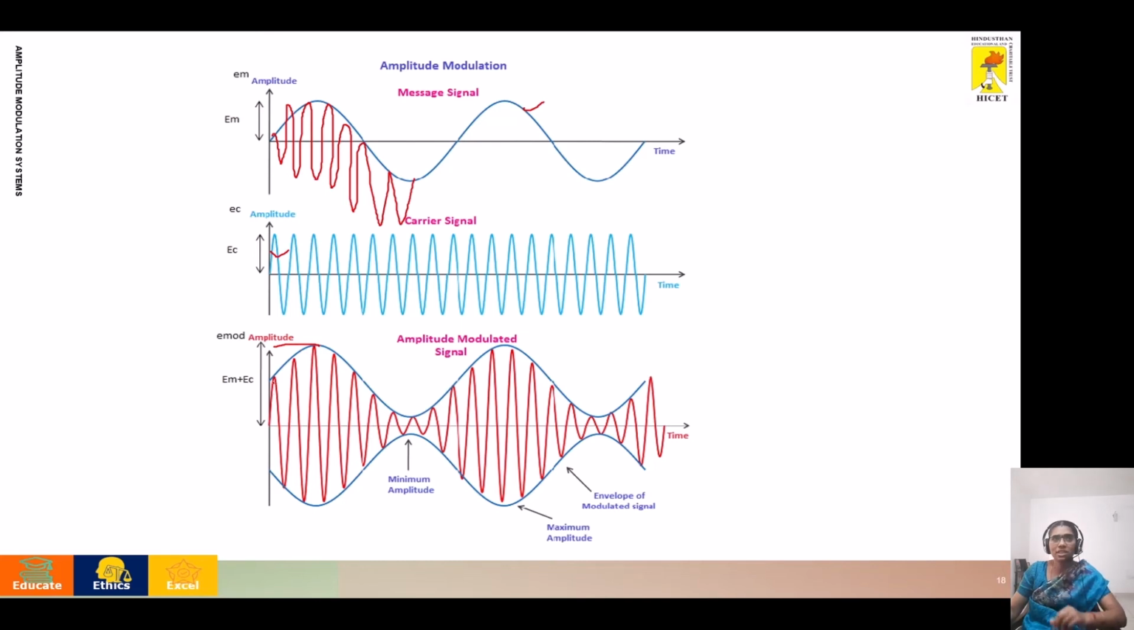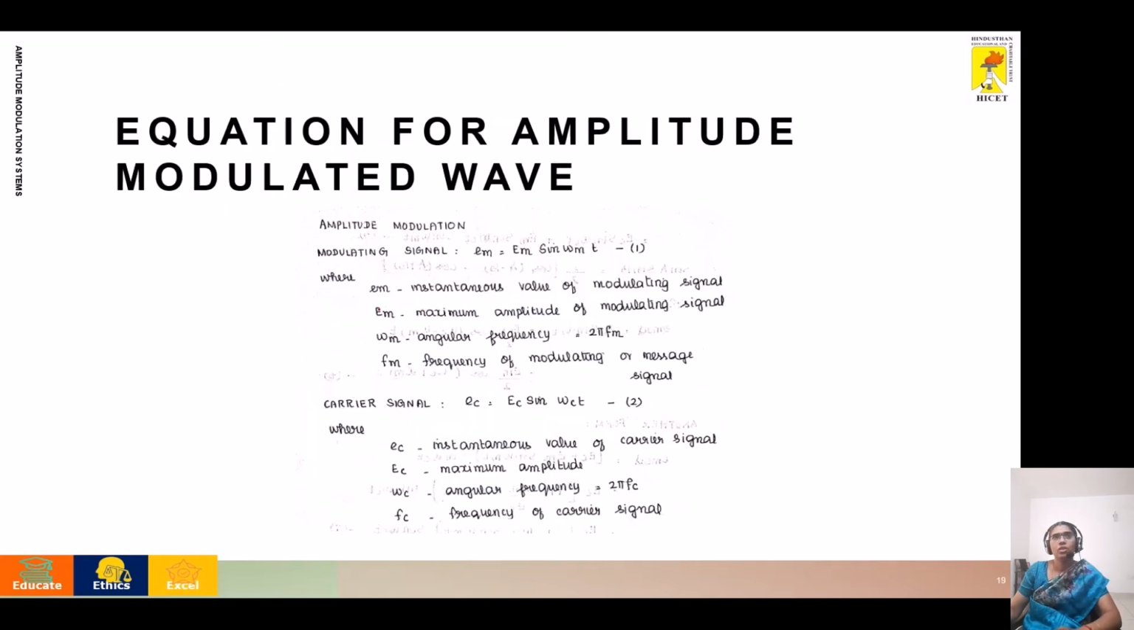Emax is given by Ec plus Em, and minimum is given by Ec minus Em. So we will see the equation for the amplitude modulated wave. The modulating signal is given by em, small em, since this is the instantaneous value, equal to Em sin omega m t, where Em is the maximum amplitude. Omega m is the angular frequency of the message signal, which is given by 2 pi fm. And the carrier is given by small ec equal to capital Ec sin omega c t: instantaneous value, maximum amplitude, angular frequency.